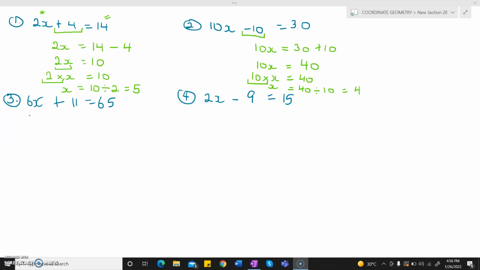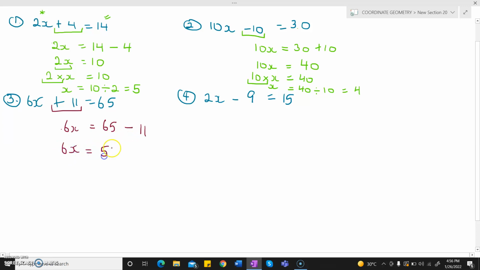Now for number 3, again, number 3 is just like number 1. We have 6x plus 11 is equal to 65. So now, again, we're going to put back the 6x here. So 6x, we're going to carry across this adding 11. Put back 65, that was already on the right side. So now that adding 11 will become take away 11, we carry across to the right side. And now we're going to get 6x equals 65 take away 11 is 54.